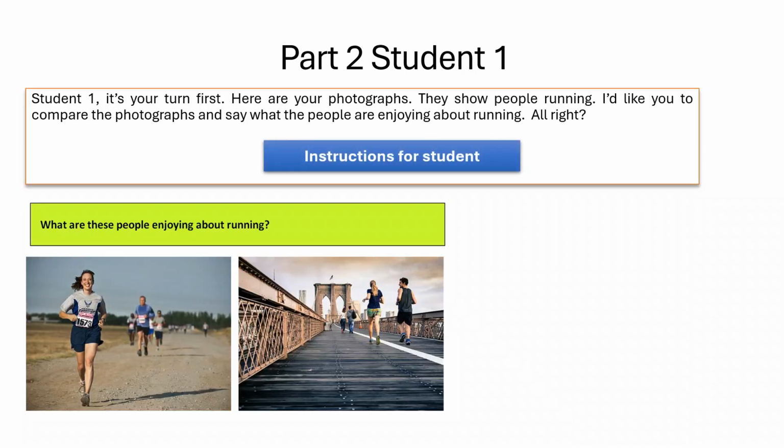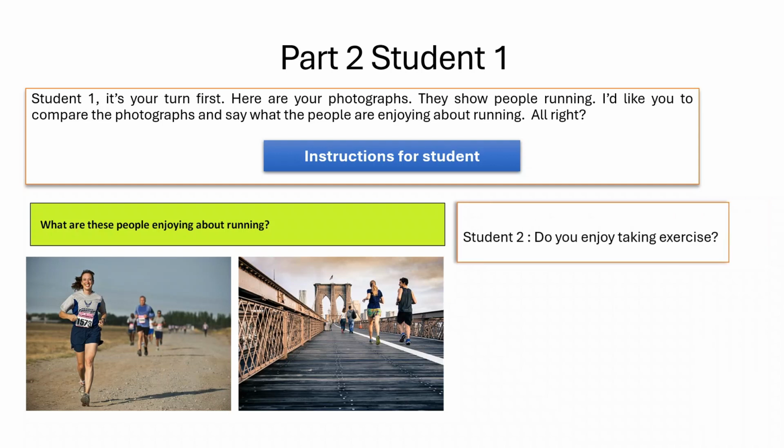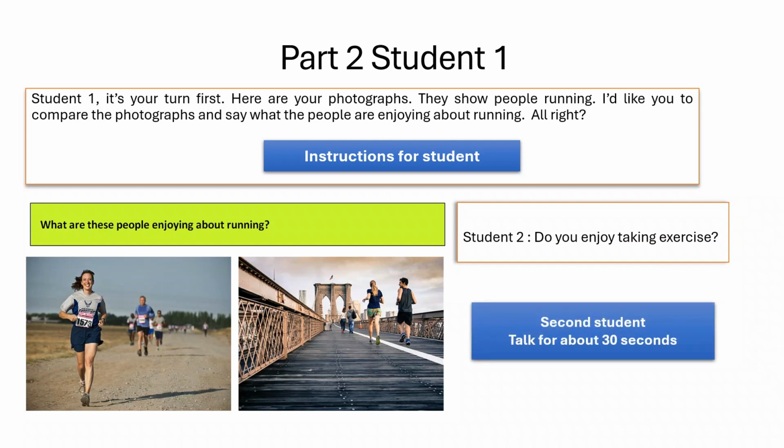And here's our example here for student 1. These are the instructions for the student, and these are the pictures for this particular student. And the examiner says that these are your photographs. You need to compare the photographs and then try to answer this question about what are the people enjoying about running. And you speak about this for 1 minute. When you finish, then there is a question to the second student, and it could be something like this. And in this situation, you should try to talk for maybe about 30 seconds if you can.